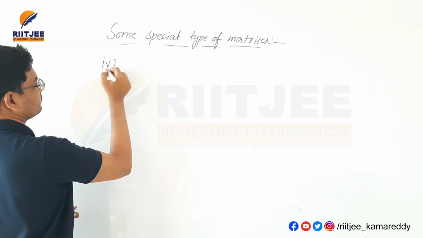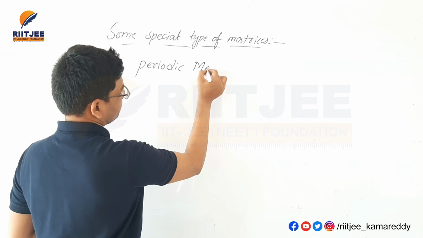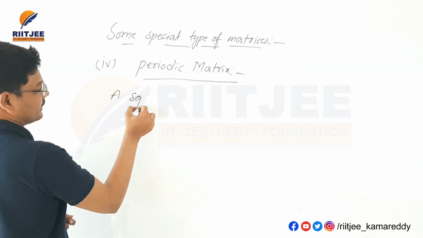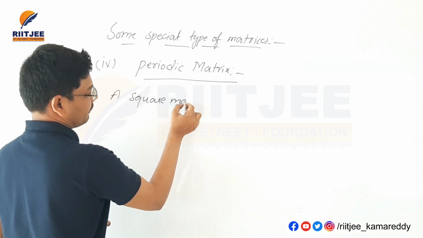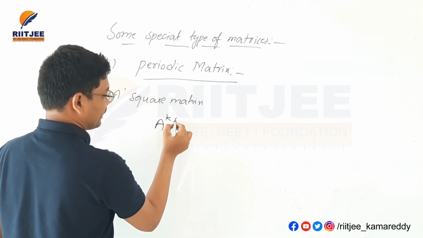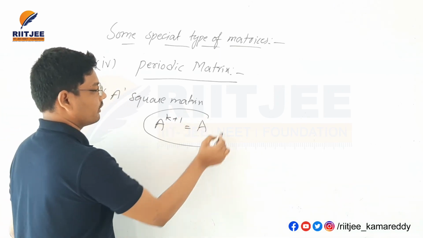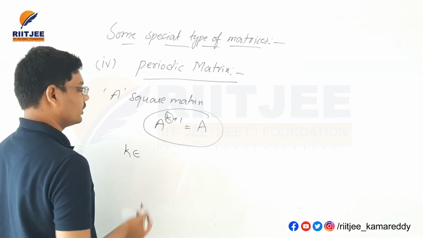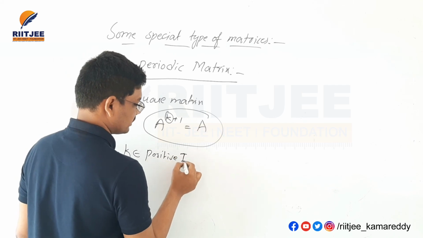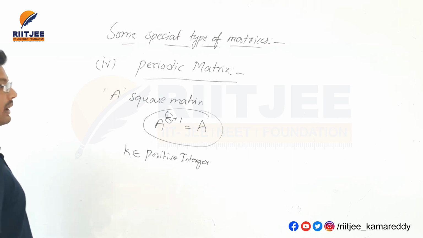And the next type of matrix is the periodic matrix. Again, if A is a square matrix, then A to the power of k plus 1 gives A again. This is called a periodic matrix, where k belongs to positive integers, then only it is called a periodic matrix.